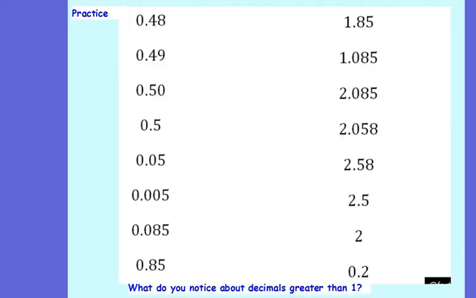Okay, Year 7, light blue books. Can you convert all of these decimals to percentages for me? Pause the video for 10 minutes and have a go at that now, please.